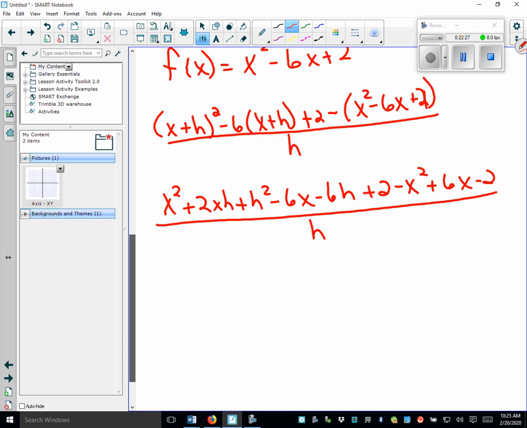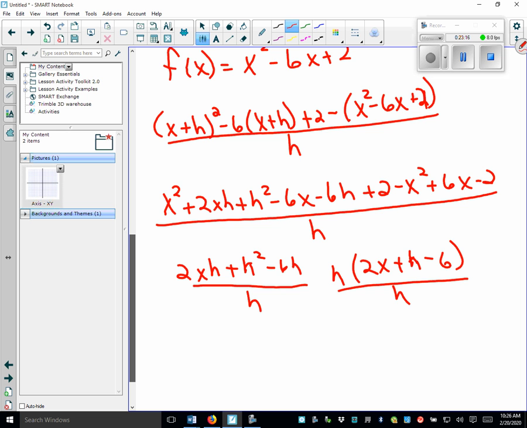I think that I now have 2xh plus h squared. I'm not through. Minus 6h all over h. Is that right? Take an h out of the top, and it leaves me 2x plus h minus 6. It better. If it doesn't go away, you made a mistake. How's that? Okay, we good with this?